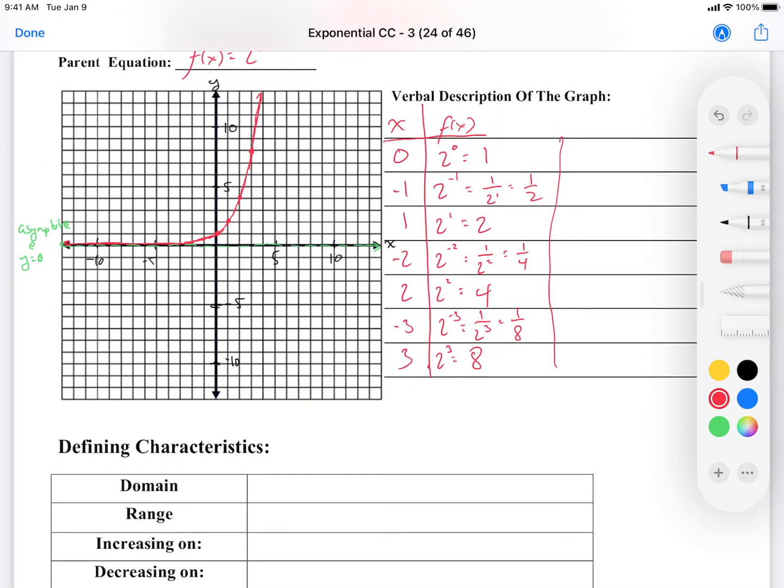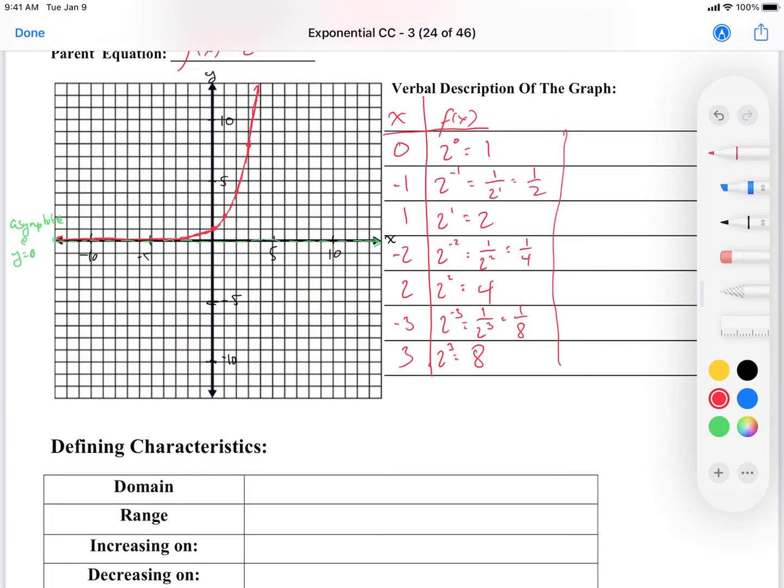What's the domain of this function? For what values of x is this thing defined? Negative infinity to positive infinity. It's always defined. I can choose any value of x as my input, and I'm going to get something out of this. So my domain is negative infinity to positive infinity.